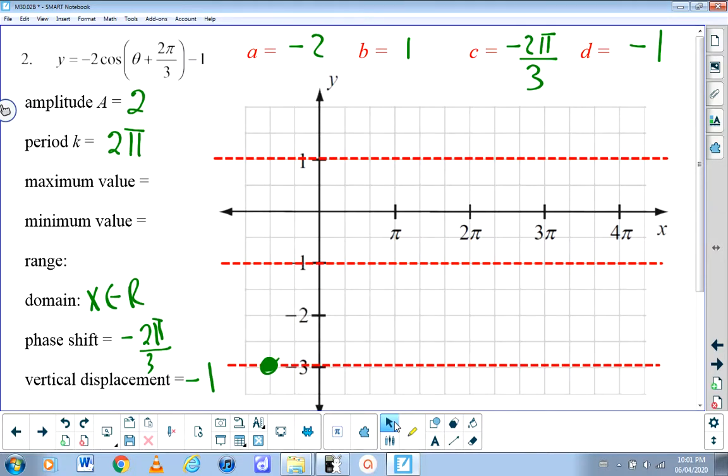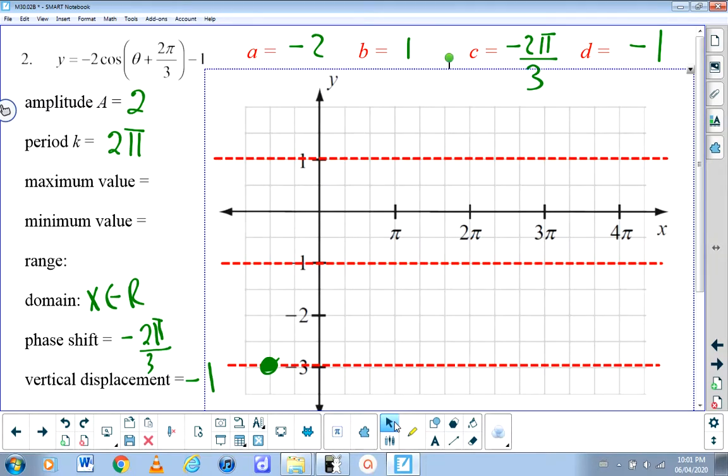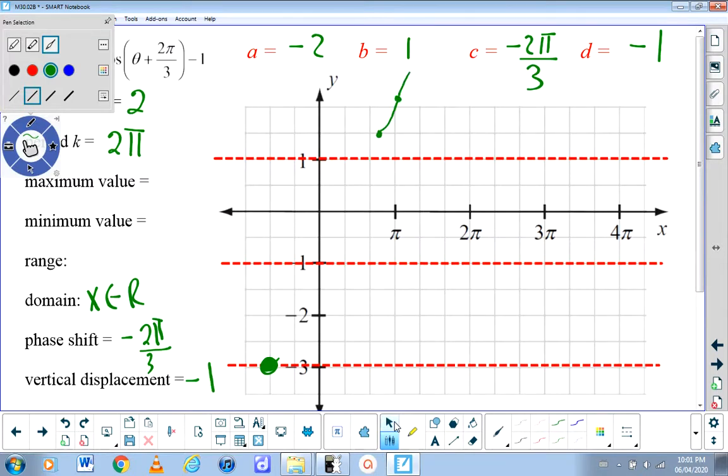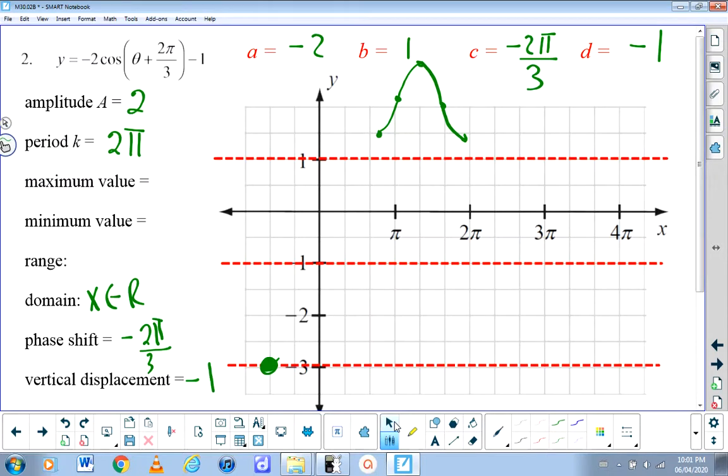The period is 2 pi, and if you look at the grid, 2 pi is 6 squares. So this cosine graph is going to have to go through its 4 pieces. It's going to have to go up, up, down, down, and it's going to have to do that over a distance of 2 pi. So it's going to land in the same place 2 pi away, which is 6 squares, and that means it's going to end here.